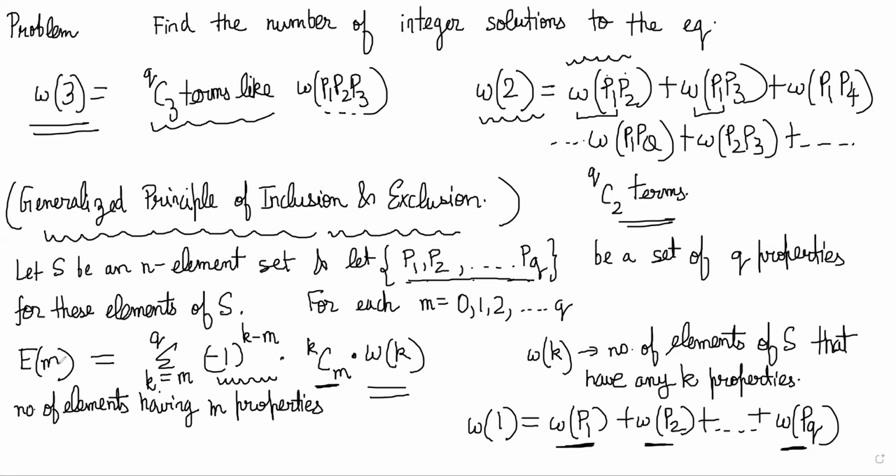So basically, what are we counting here? We are trying to count the number of elements having m properties. And we start with this summation, where the summation goes from m to q, starting with a positive sign and then alternating the signs. We are selecting which elements have m properties out of the k, and then Wk. We are counting and then alternating. So we are doing inclusion and exclusion here. So it will be very clear with an example.